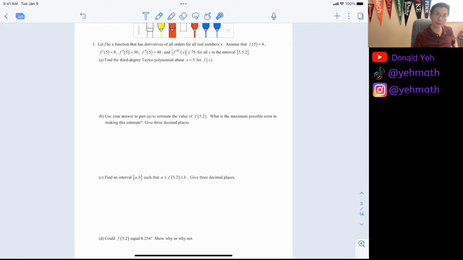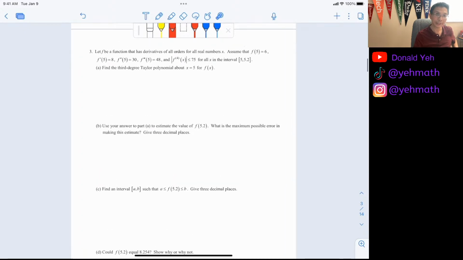x is less than or equal to 75. So that kind of told you what you need to do. What does it say? Let f be a function that has derivatives of all orders for all real numbers. Oh, that's nice, it already gives you the maximum.